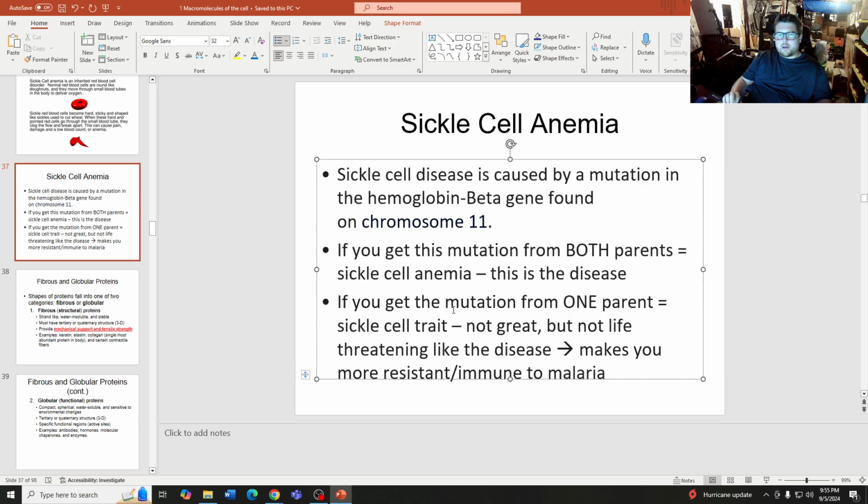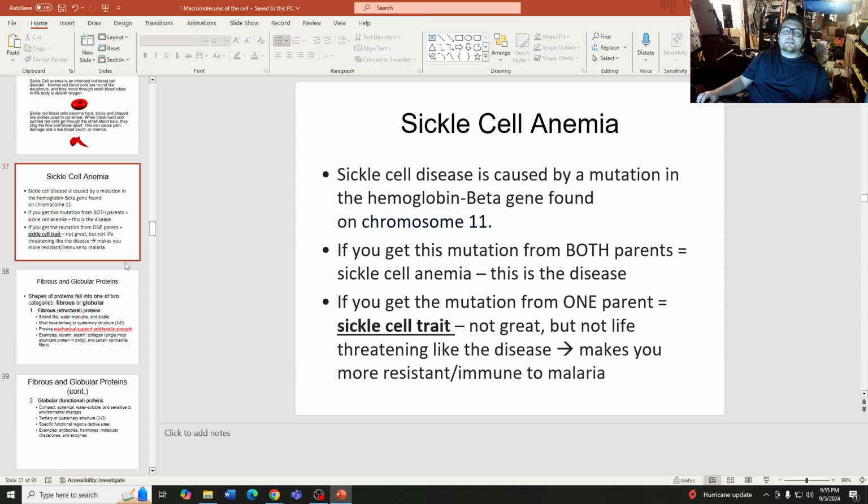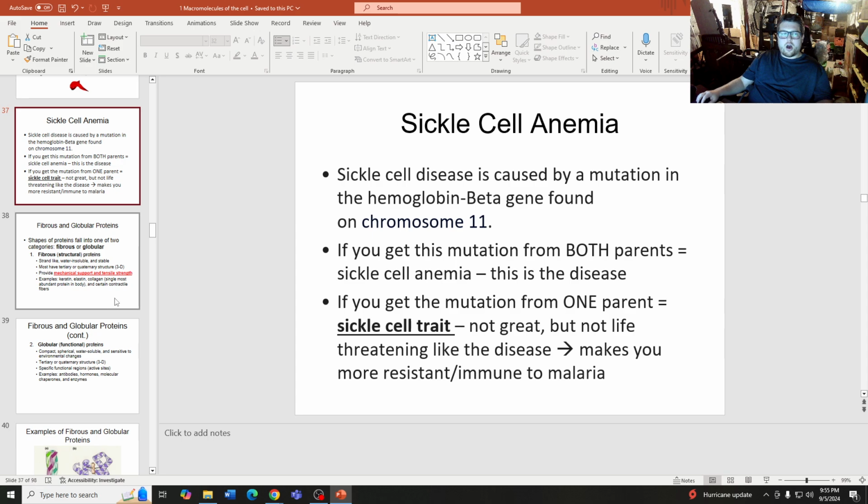It's not mentioned in this PowerPoint, but you will see it in the future. So something called sickle cell trait. This is actually why sickle cell is very, very common in Africa. And even in African-American communities, African-American people are more likely to have sickle cell anemia. And that is actually because having this mutation on one part of chromosome 11 makes your blood vessels slightly irregular. Let me see if I can find a picture. Sickle cell trait.